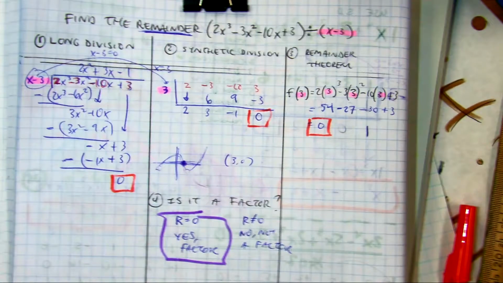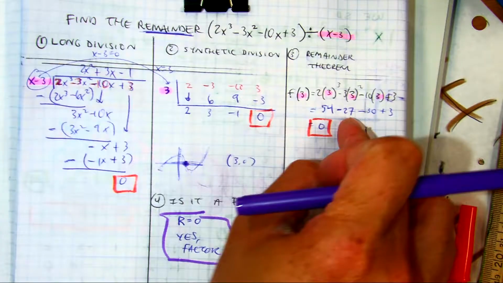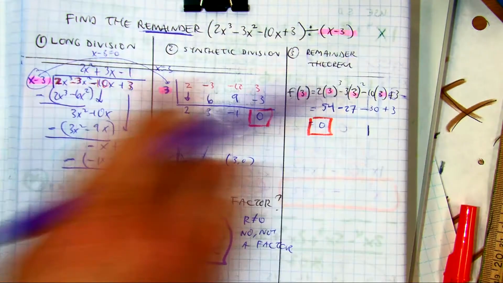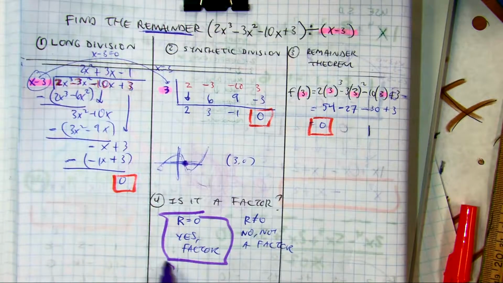But the big idea is you can find the remainder using the remainder theorem or any of these other methods, and this will help us figure out, is it a factor? In this case, it is.